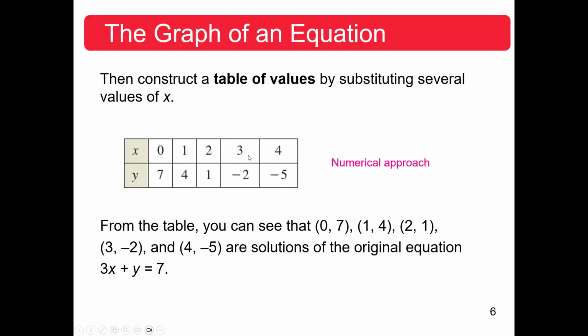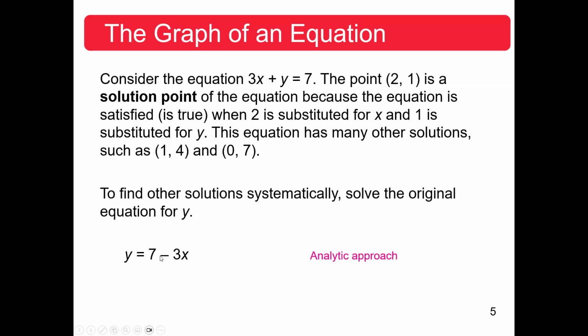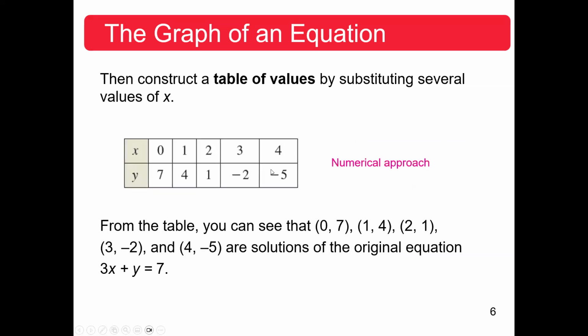So from here now, we can come up with a table. For example, we decided we are going to choose x values from 0 to 4. When we substitute x equals 0, y gives us 7. If x is 1, y will give us 4 because it will be 7 minus 3 times 1. Then if x is 2, 3 times 2 is 6, so 7 minus 6 is 1. If x is 3, 3 times 3 is 9, so 7 minus 9 will give us negative 2. So that's how we get this table here. So when x is 3, y is negative 2. When x is 4, y is negative 5.